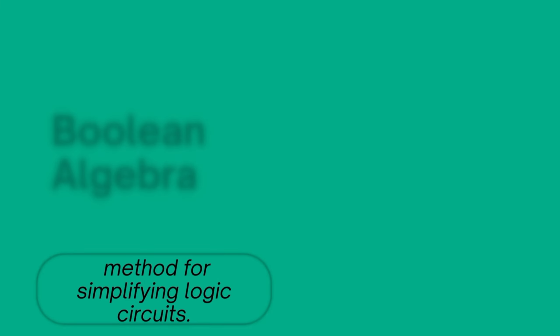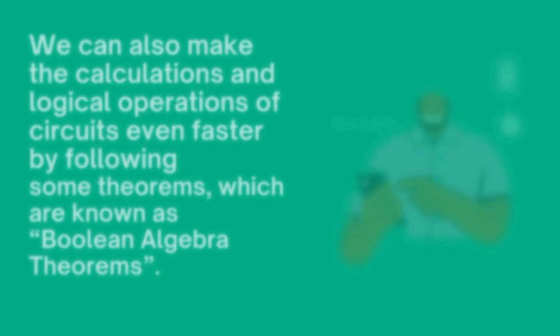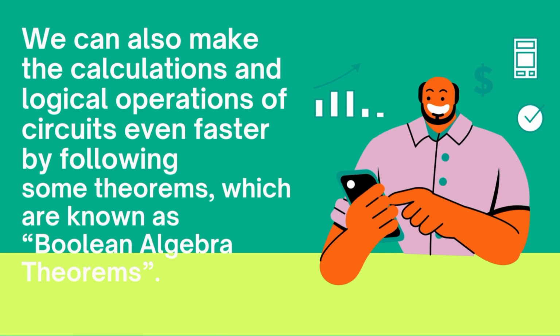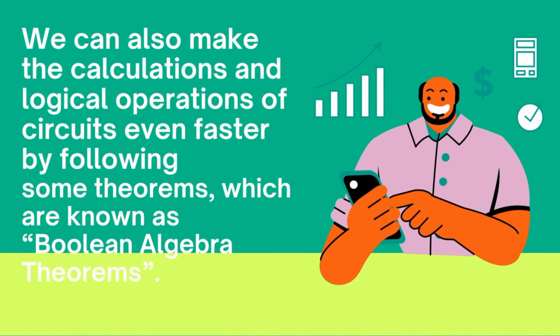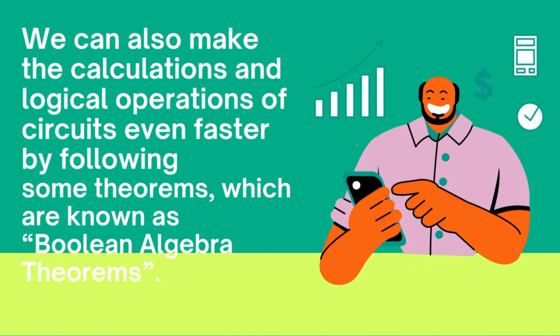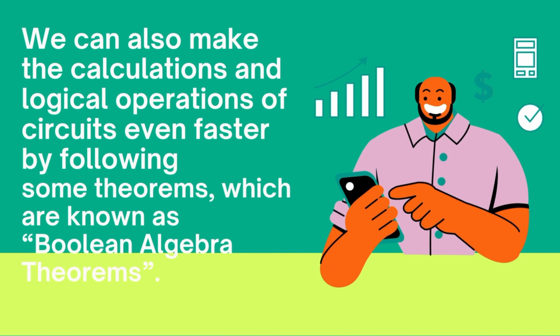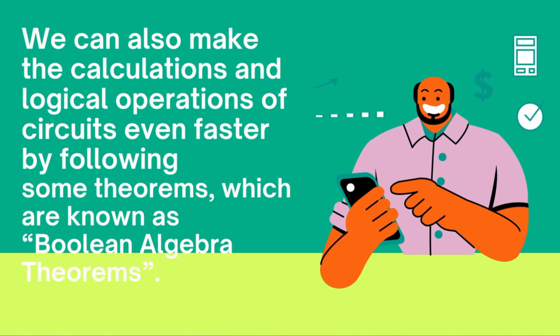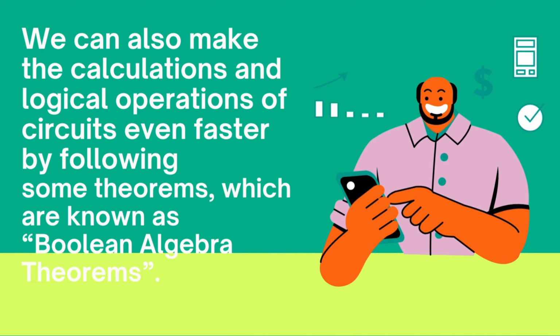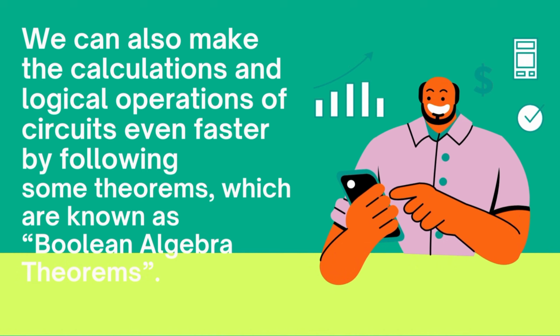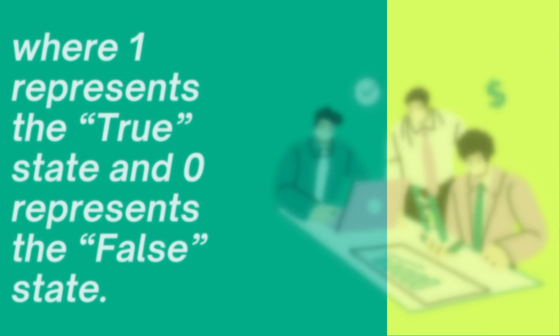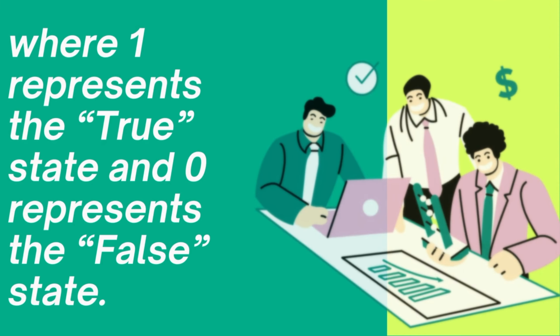We can represent the operation of logic circuits using numbers by following some rules known as laws of Boolean algebra. We can also make the calculation and logical operation of circuits even faster by following some theorems, which are known as Boolean algebra theorems. A Boolean function represents the relationship between the input and output of a logic circuit.